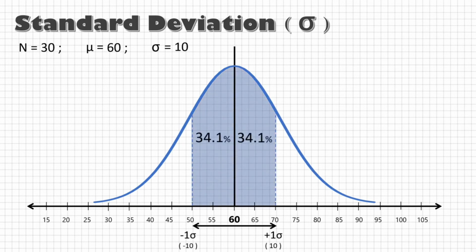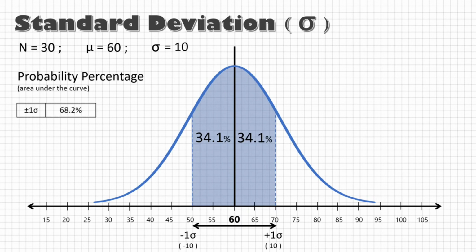Now I apply plus minus 1 standard deviation, or sigma, to the mean. It will cover 68.2% of the total area under the curve. That means there is a probability that 68.2% of the total parts produced with this process are going to be within 50 to 60. That's right. Area under the curve equals probability percentage.